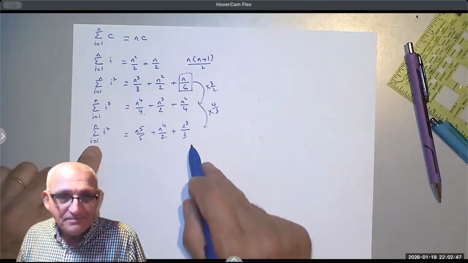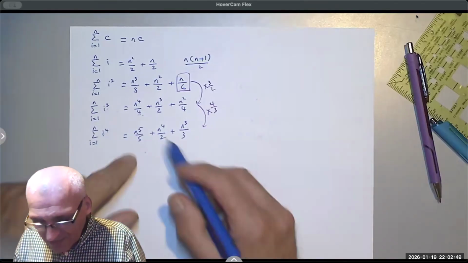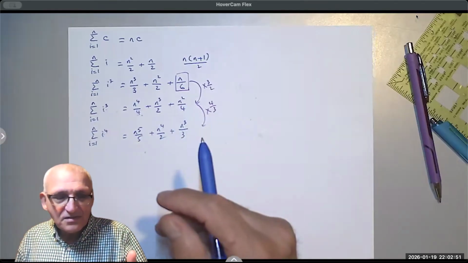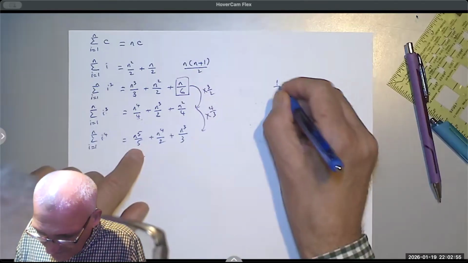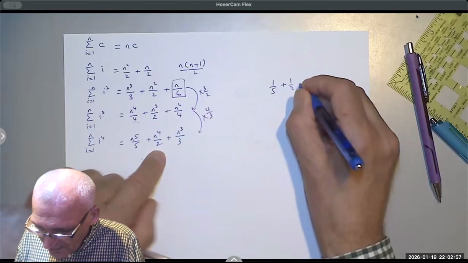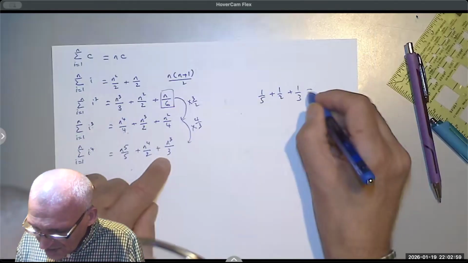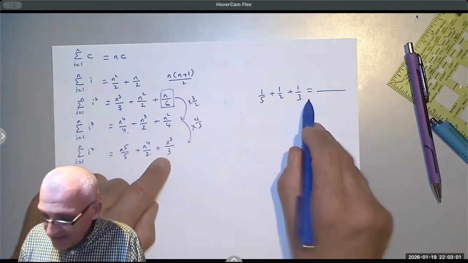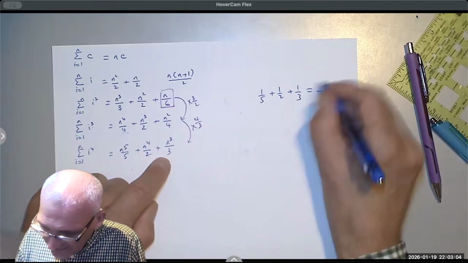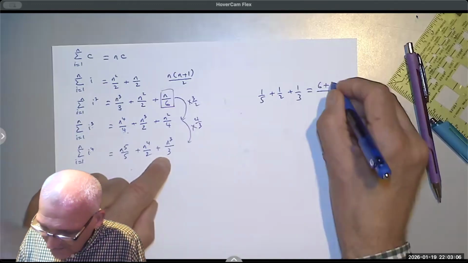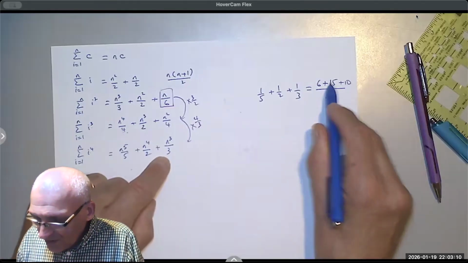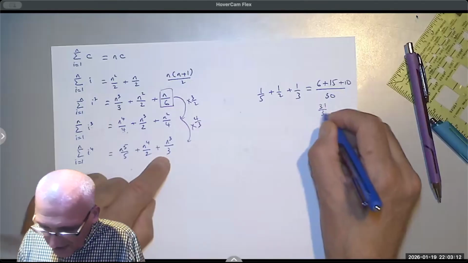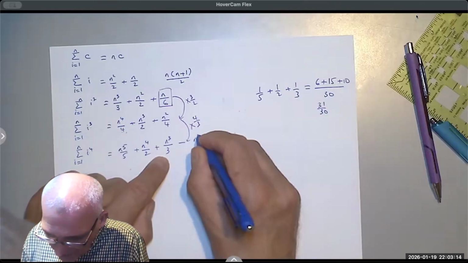We don't need that, but if you want to know, then use this: the sum of the coefficients equals 1. 1/5 plus 1/2 plus 1/3 equals what? The LCM is 30. Divided by 5 is 6. Divided by 2 is 15. Divided by 3 is 10. They add up to 31 over 30. So I have to subtract n squared over 30.